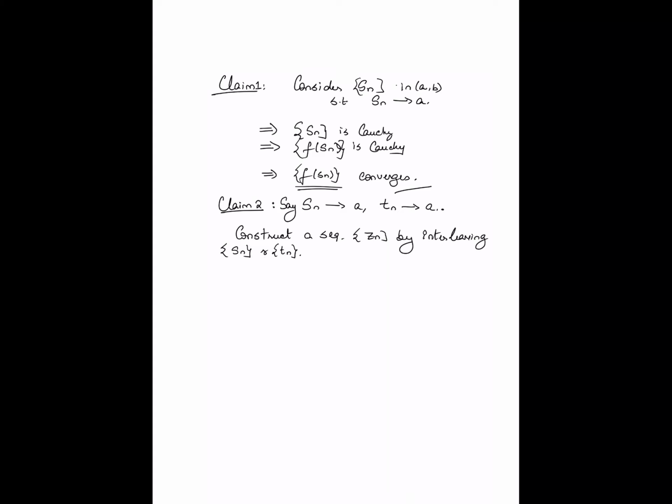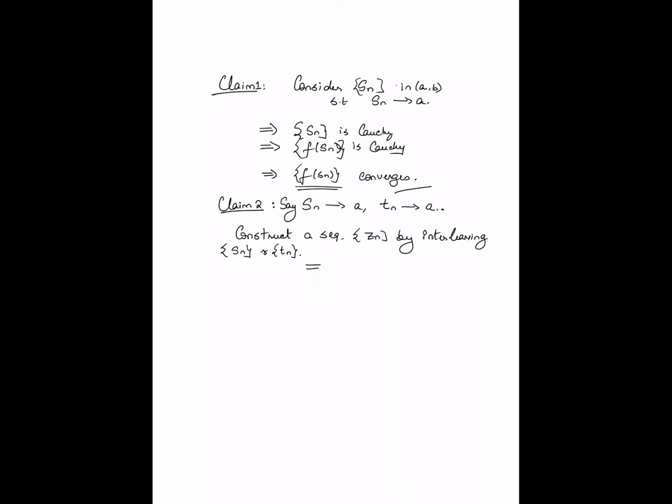What does interleaving mean? I take one element from the Sn sequence, then I put one element of the Tn sequence, then again I put one element of the Sn sequence, and so on. In other words, this Zn sequence could be defined in such a way that all of the odd entries of the Zn sequence are exactly the entries of the Sn sequence in order, and all the even entries of the Zn sequence are exactly the entries of the Tn sequence, again in order. So I define this new sequence Zn by interleaving Sn and Tn.